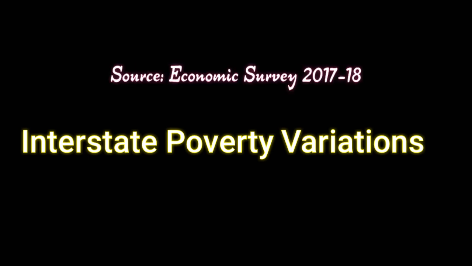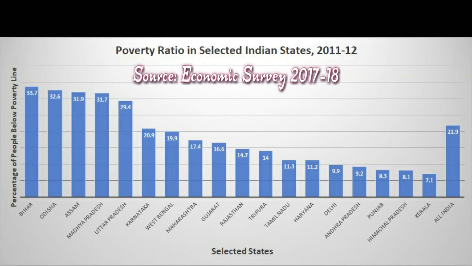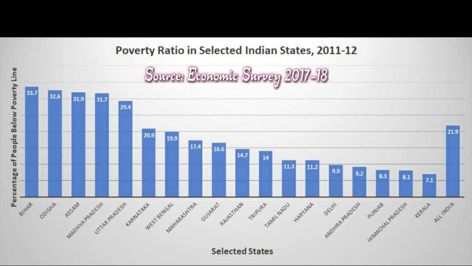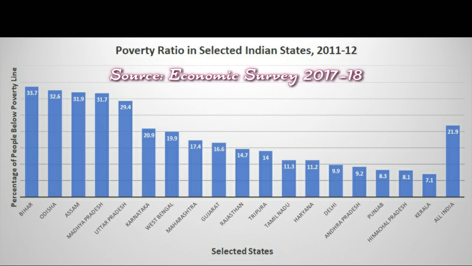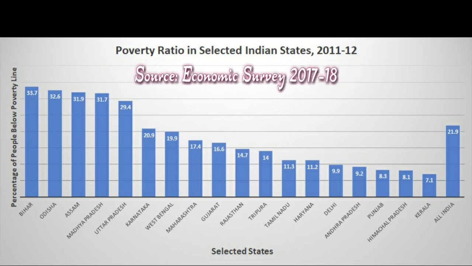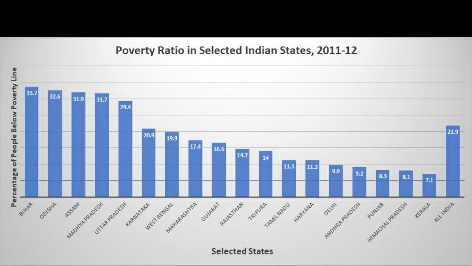And if they consume that many calories or more, then they will be considered a person who lives above the poverty line. Interstate poverty variations. The poverty ratio for all rural areas of the country is estimated at 25.7%. For all urban areas, it is 13.7%, while for the whole country, it is 21.9%. As you can see in this bar graph, these are the percentages of people living below the poverty line for selected Indian states.